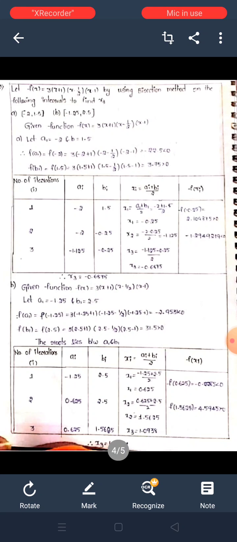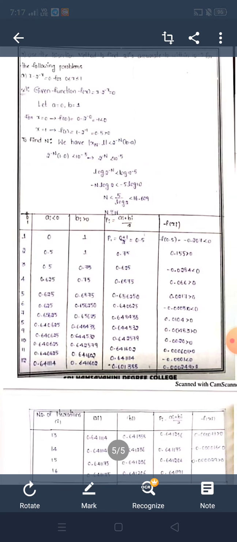Put i equals 3. a3 is equal to 0.625. b3 is equal to 1.5625. x3 is equal to 1.0938. Therefore, x3 is equal to 1.0938, which is the required solution. Next problem.